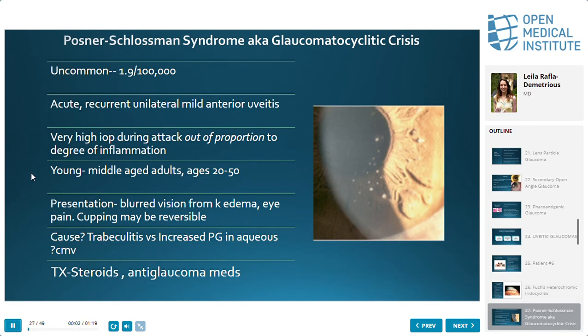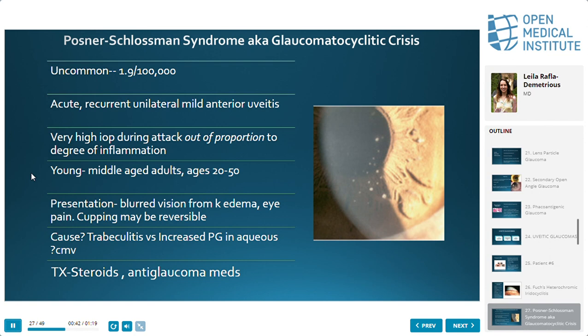I don't have a patient for this, but this is Posner-Schlossman syndrome, or glaucomatocyclitic crisis. It's rare, and what we get here is some acute, recurrent, very mild anterior uveitis with a way out of proportion pressure spike. These can be very intermittent, and the pressure spike can last from days or longer. In between, people are pretty much normal. We'll get these fine, medium-sized KP on the cornea, which can actually disappear in between.